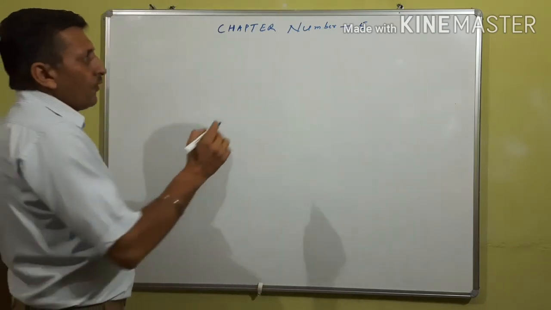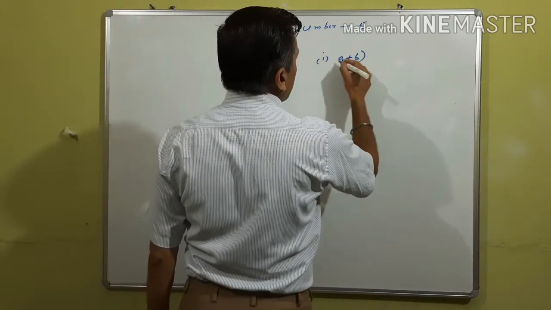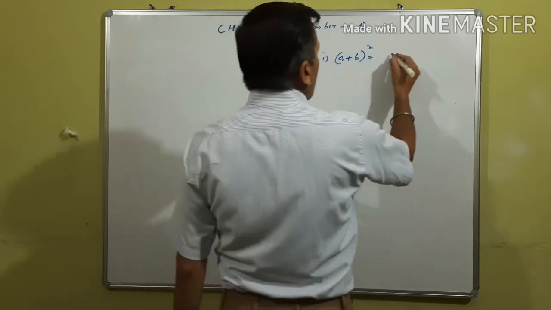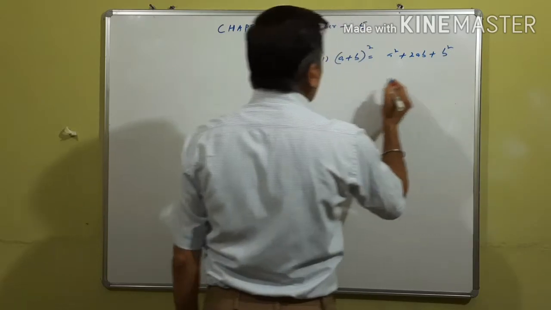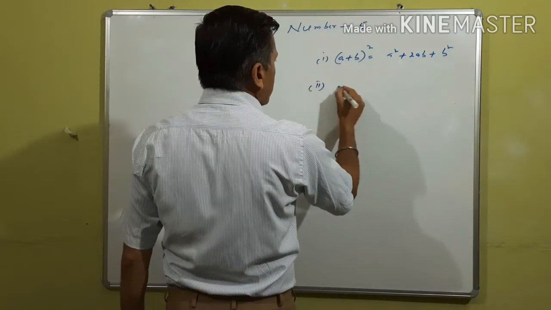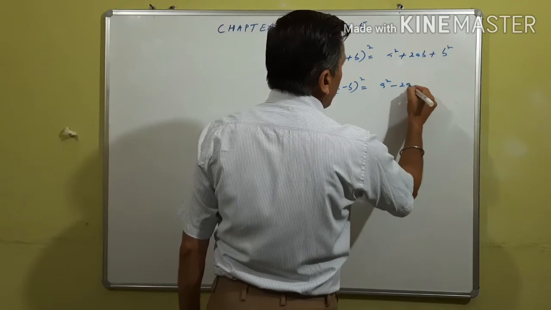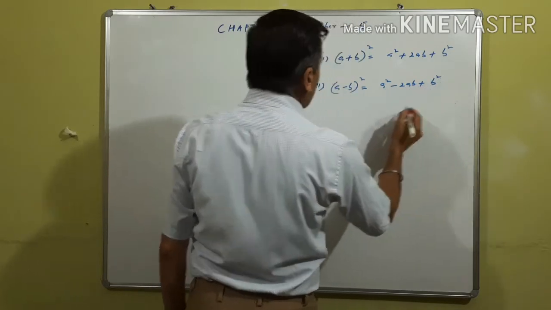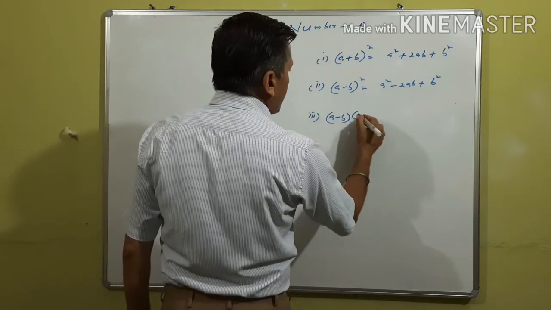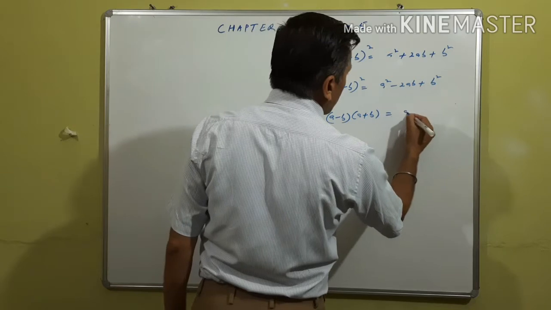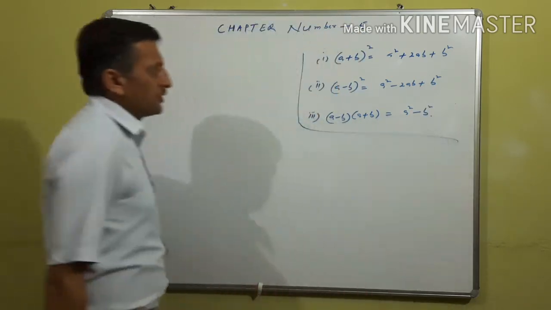Okay, so first, (a plus b) whole square is equal to a square plus 2ab plus b square. The second is (a minus b) whole square is equal to a square minus 2ab plus b square. And the third is (a minus b) into (a plus b), that is called your a square minus b square. So these are the three identities.